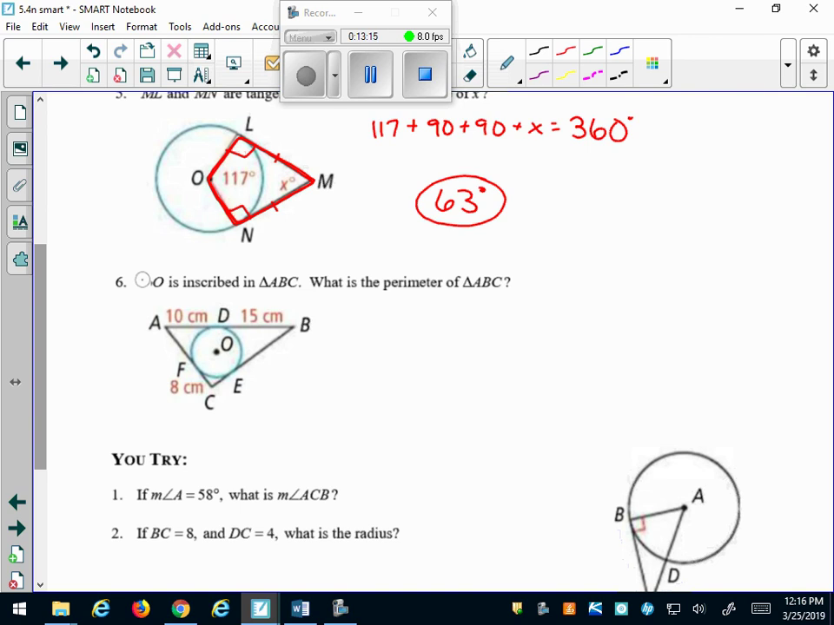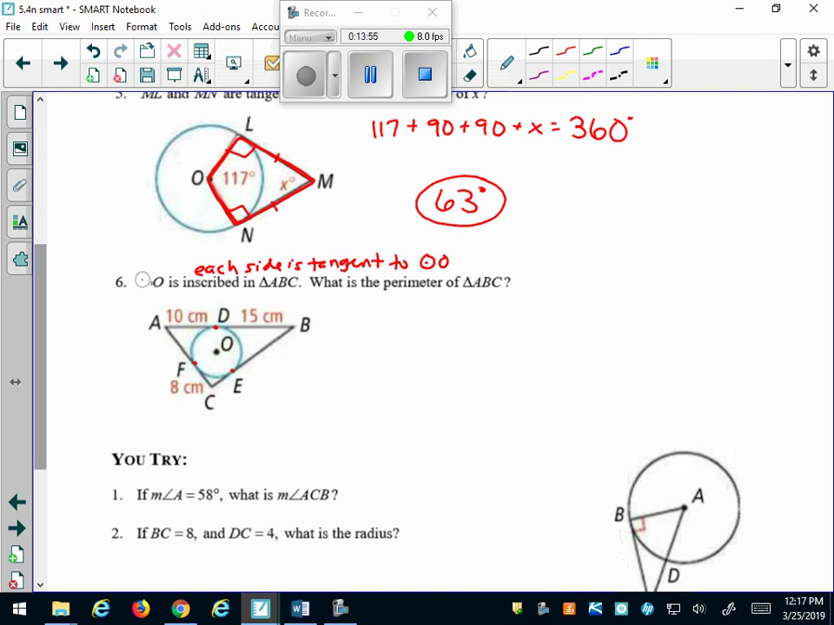Circle O is inscribed in triangle ABC. Remember we talked about inscribed circles and circumscribed circles, right? A circumscribed circle goes through all the vertices of the triangle, but an inscribed circle is just inside so that it barely touches each side, right? So each side of the triangle is tangent to the circle, right? Each side is tangent. I'm going to write that here. To circle O.